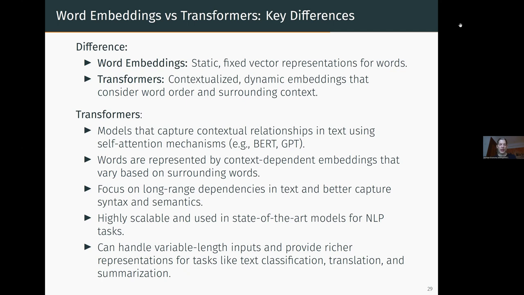It's highly scalable. One of the nicer things compared to word embeddings is that word embeddings tend to become very, very big because each word is considered uniquely. This is very smart and can therefore be implemented way quicker. It takes less power in your computer. It can also handle variable-length inputs and therefore provide richer representations for text, like classification. So it's very, very good in translation, summarization, these kinds of things.